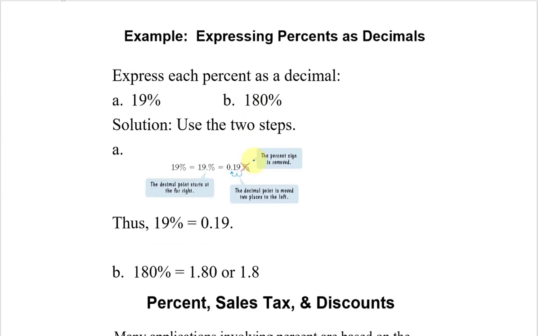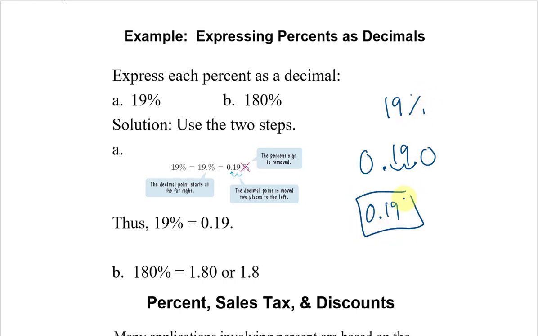So for example here, 19%. 19 is the same thing as 19.0. So now we move 2 places to the left. We have a new decimal point here, so that becomes 0.19. We remove the percent sign, so that is 0.19.